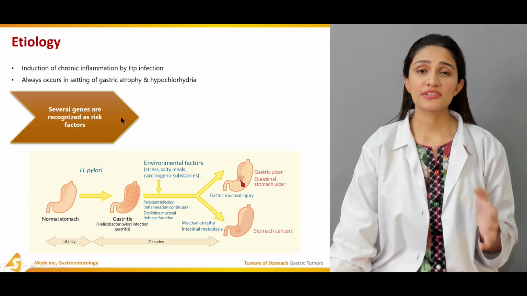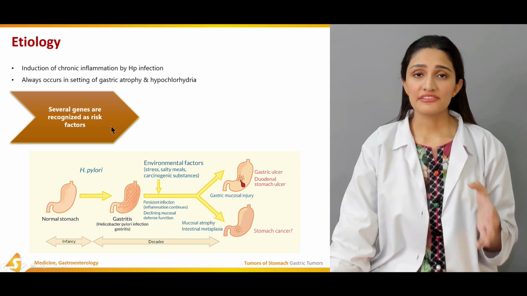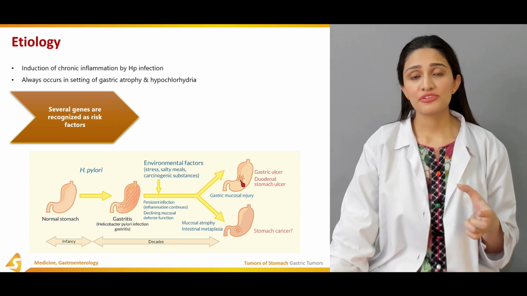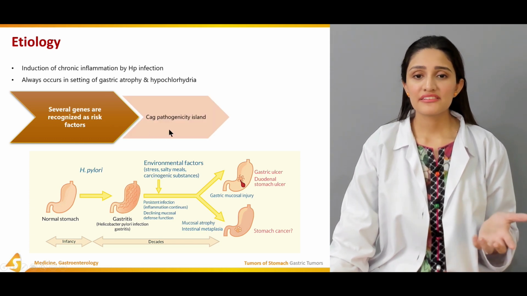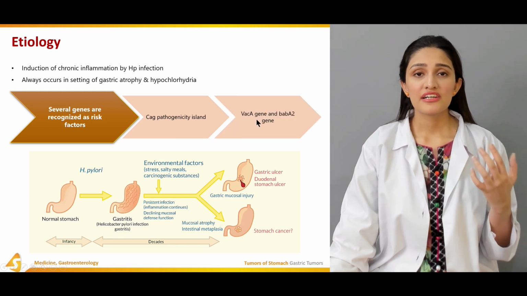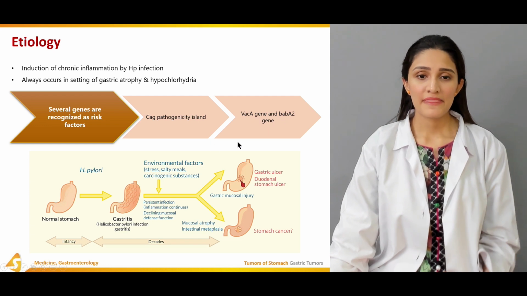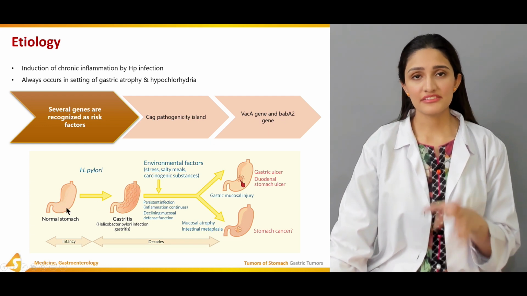And there are different types of genes that are recognized as risk factors, which are receptors that are present on the host cells, one being the CAG pathogenicity island, and the second being the vacuolating gene, which is the VAC-A and the BAB-A2 gene. So as in this picture, we can see that there's a normal stomach.